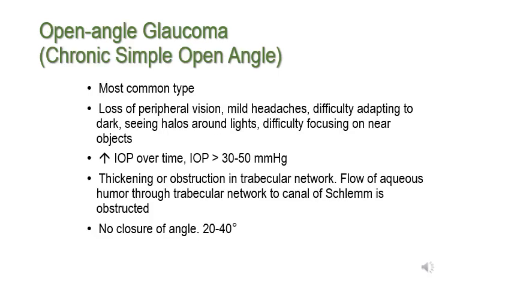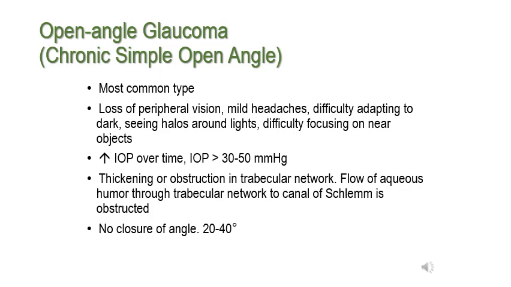Open-angle glaucoma is also called chronic simple open angle, and this is the most common type. You will see most generally an increase of intraocular pressure over time, greater, around that 30 to 50 range. Again, remembering that 10 to 21 is the normal range. You will see loss of peripheral vision, mild headaches, more sensitivity to the dark, may have halos or difficulty focusing on near objects. So symptoms can be vague and symptoms can be gradual over time.